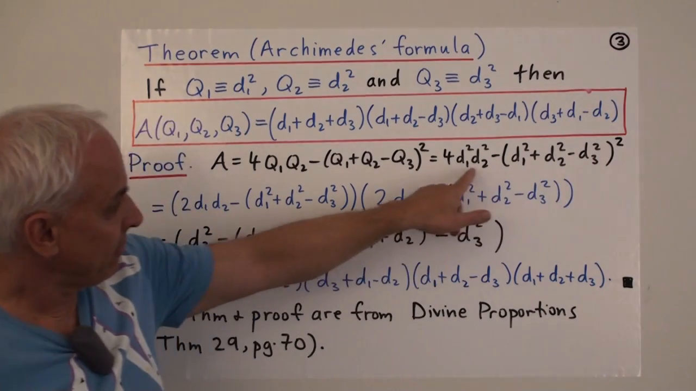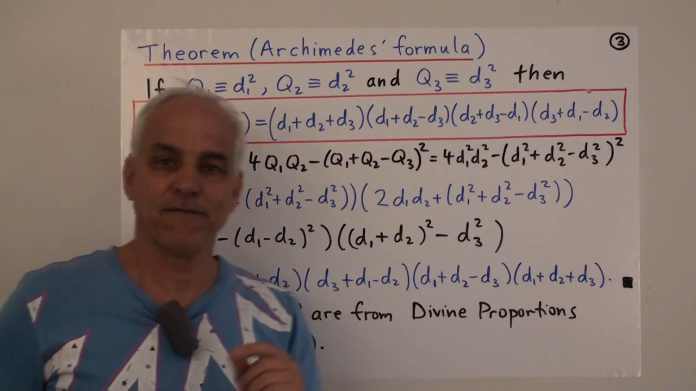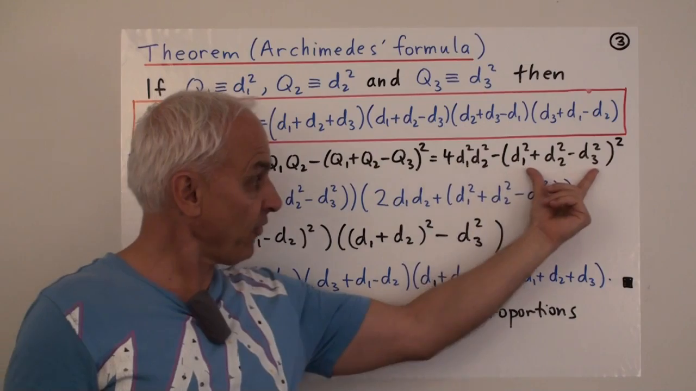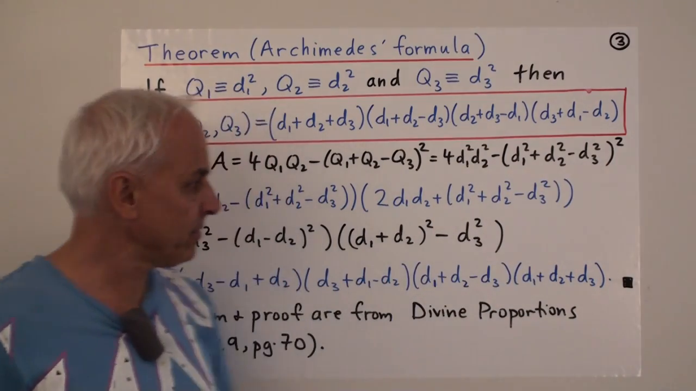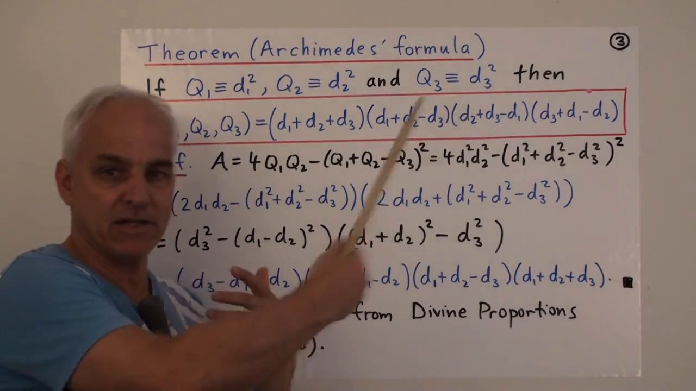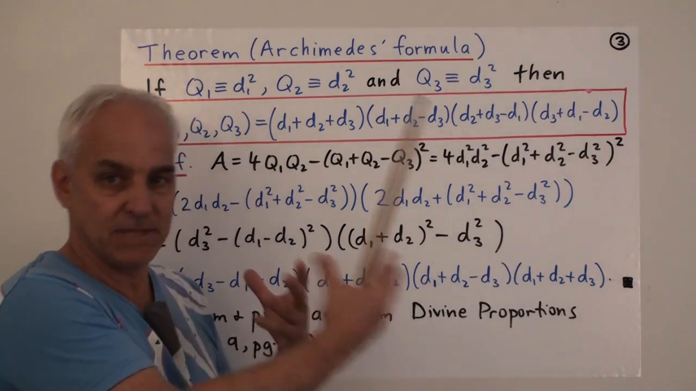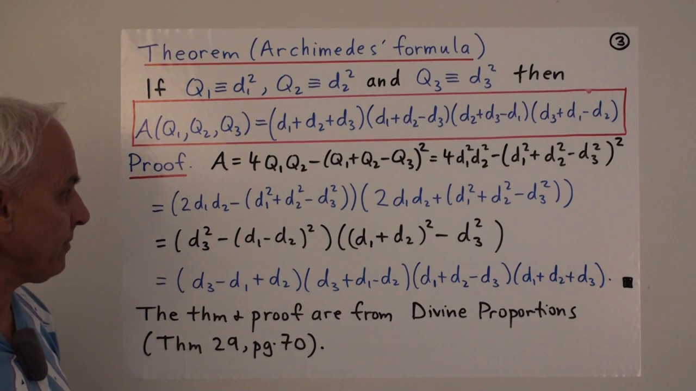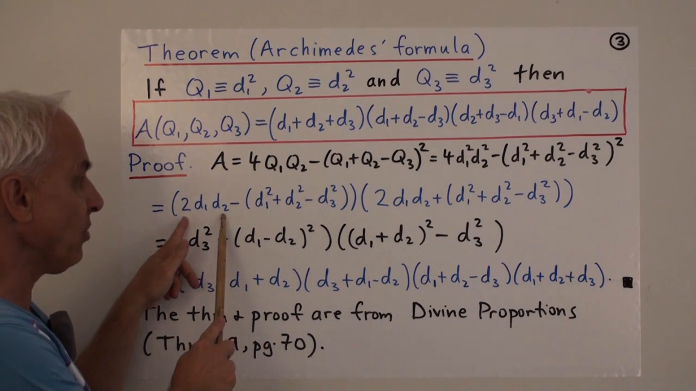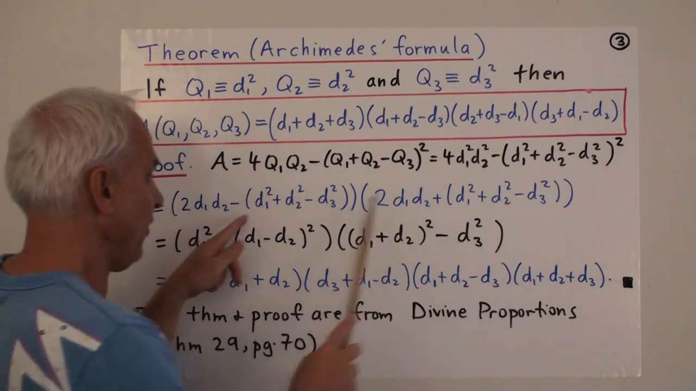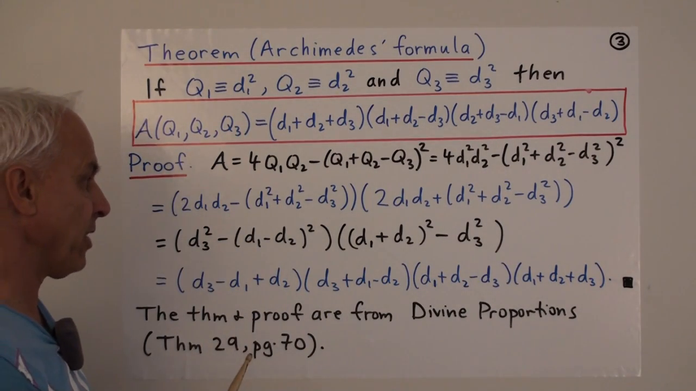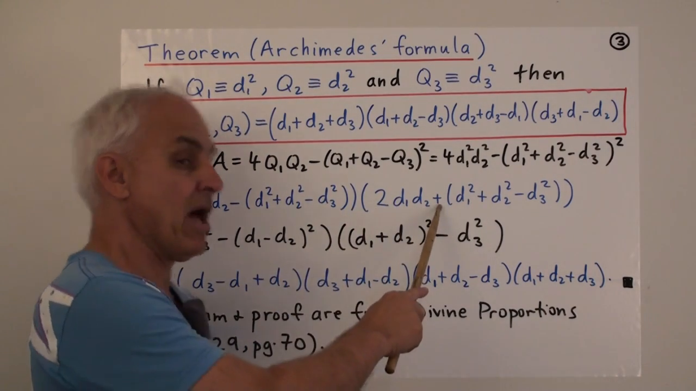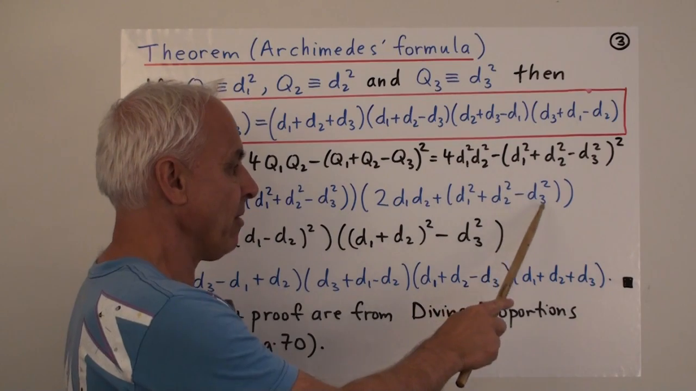What do we notice about this? Well, we notice it's a difference of squares, because this is now a square. This is also obviously a square because it's something squared. So we can write a squared minus b squared as a minus b times a plus b. We can automatically factor this difference of squares. And it is 2 d1 d2 minus this d1 squared plus d2 squared minus d3 squared, times the same expression 2 d1 d2 and now plus d1 squared plus d2 squared minus d3 squared.